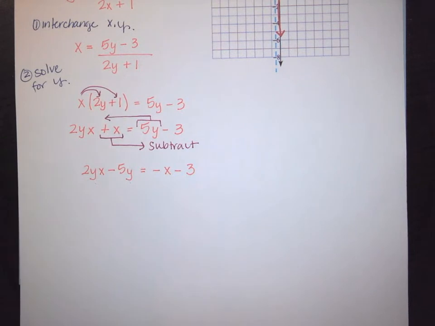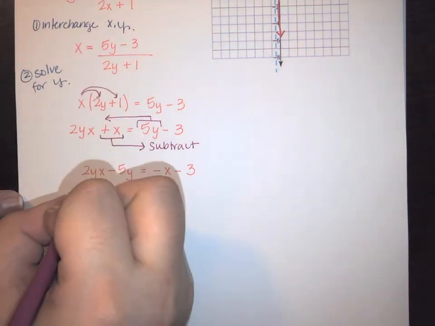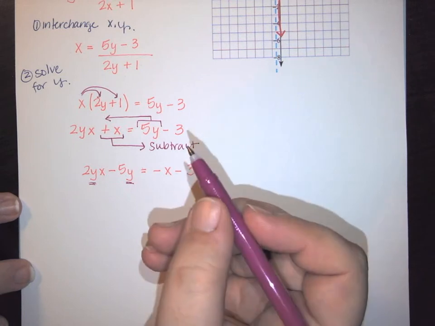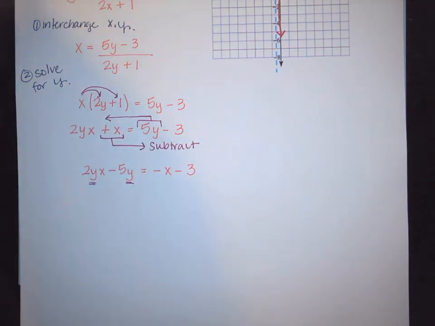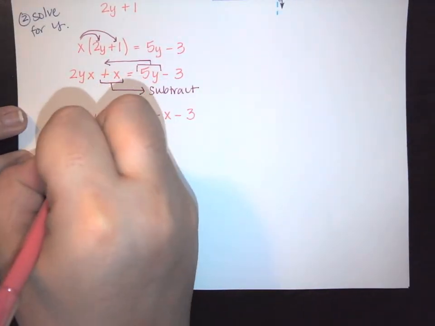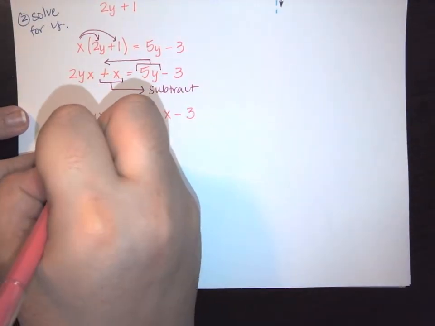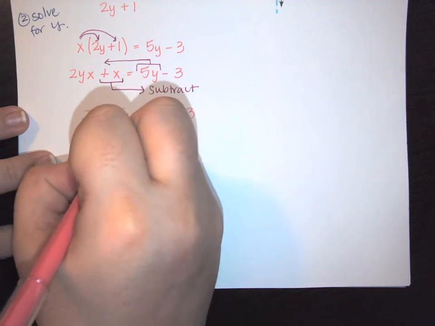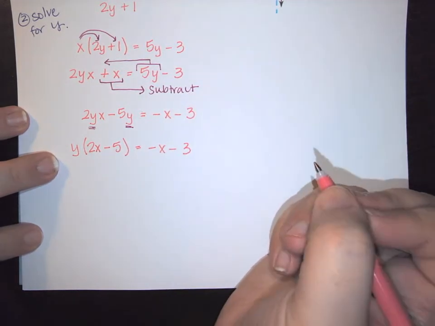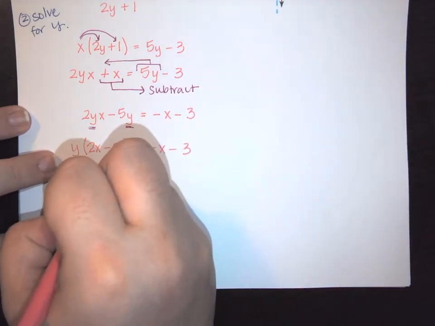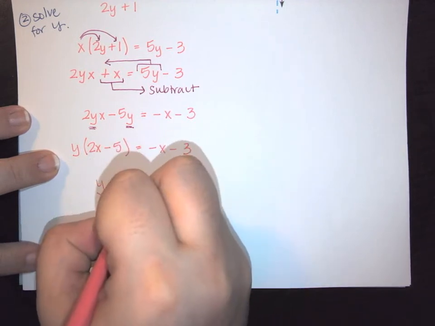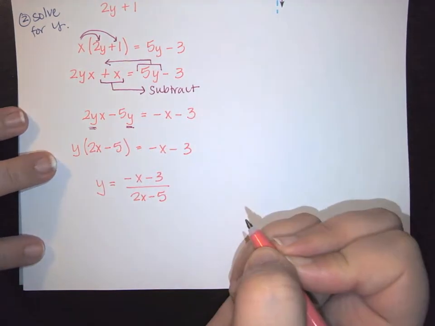Here I'm going to pull out my y's. So I have a y here and a y here. So what I'm going to do is pull this out. Basically it's the idea of de-distributing. So I'm going to pull out my y, or my common factor, and it leaves behind (2x minus 5) equals negative x minus 3. Now you need to get y by itself. So y is equal to (negative x minus 3) all over (2x minus 5).